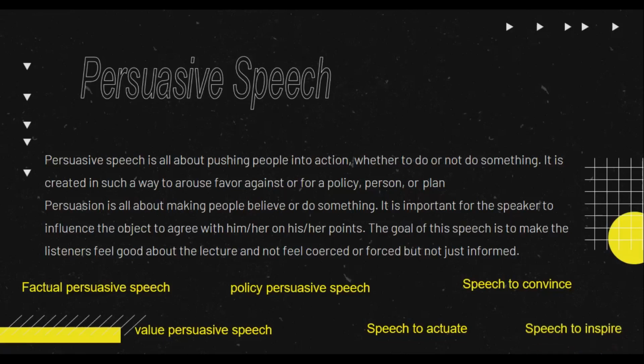And lastly, speech to inspire. Mostly when we are listening to godly speeches, those who share in churches their experiences and how they overcome those struggles, this speech is to inspire, to give us inspiration, to give us hope. There are times that I always listen to those types of speeches, especially if I have a problem or if I'm really down.